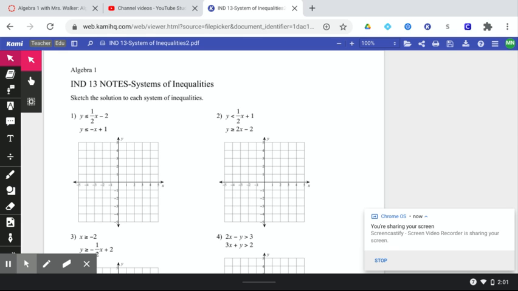All right, so with us being on an AB schedule, I am teaching all of systems of inequalities today to leave Friday open for questions.